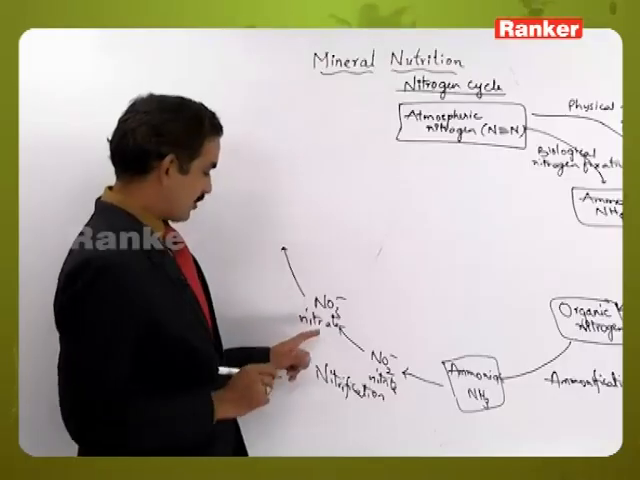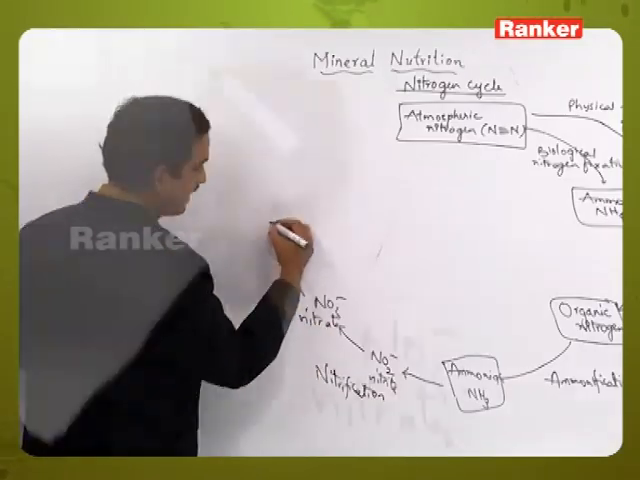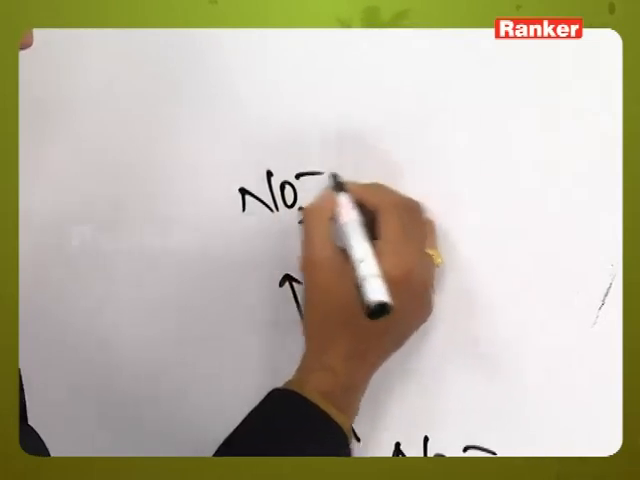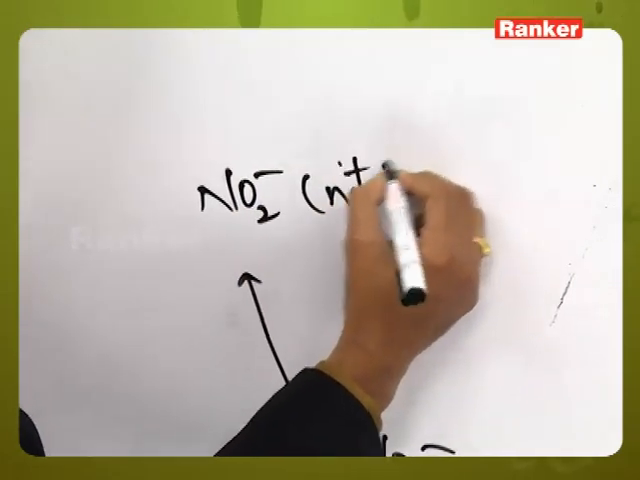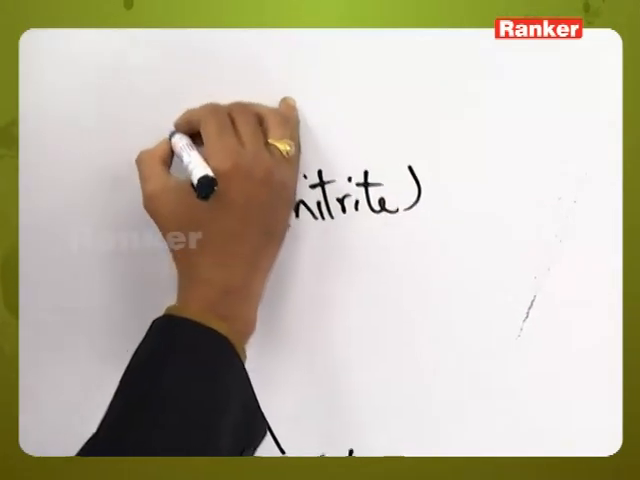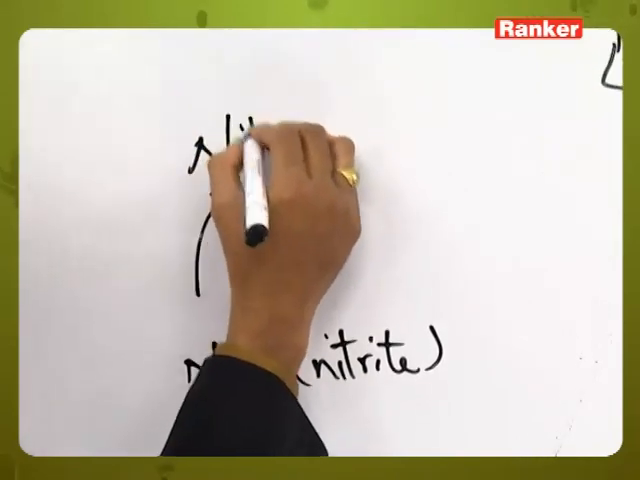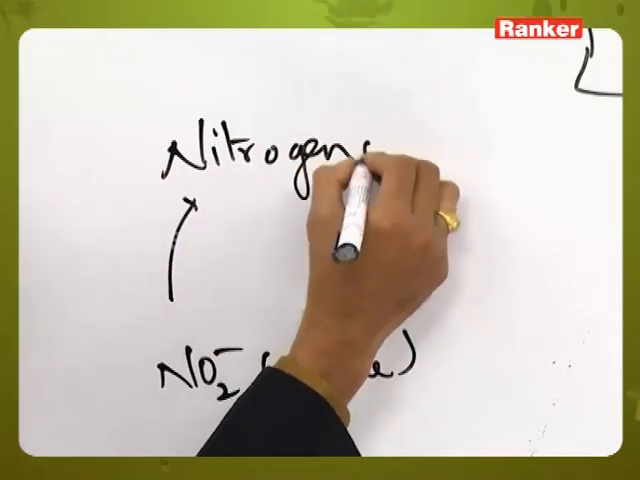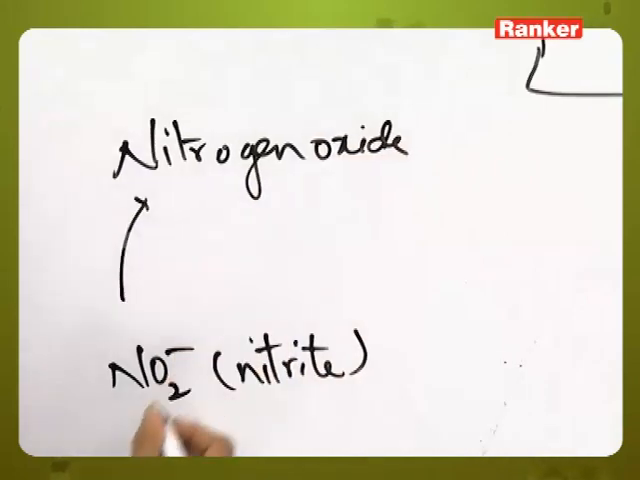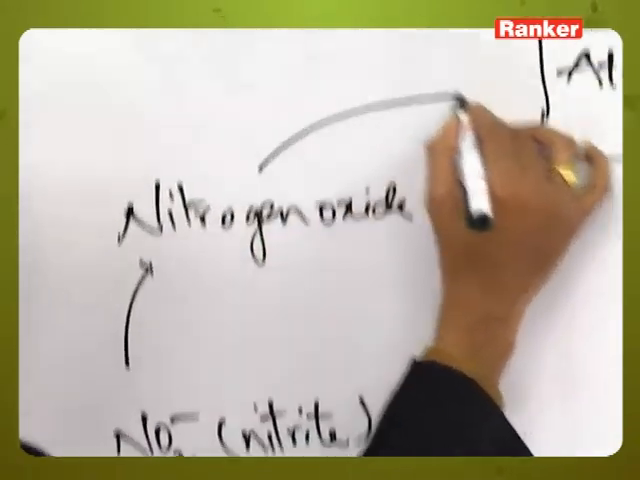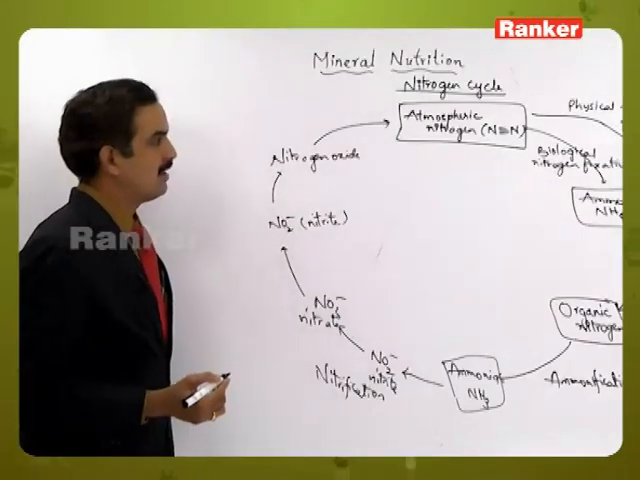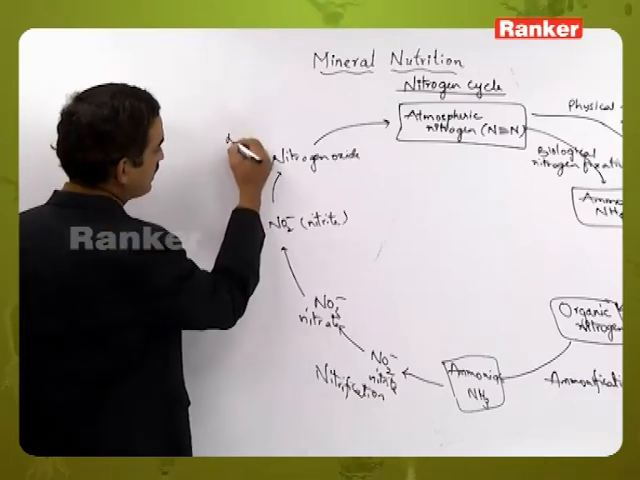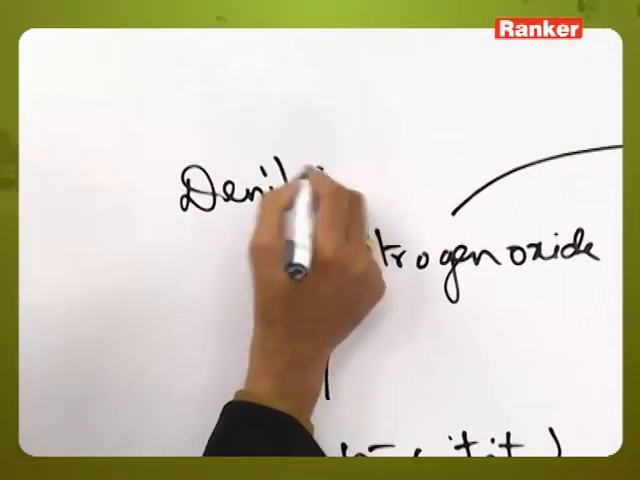And the so formed nitrate will be converted once again into nitrite molecules and nitrogen oxide. So this nitrogen oxide will be once again converted into the atmospheric nitrogen. So this process is called denitrification.